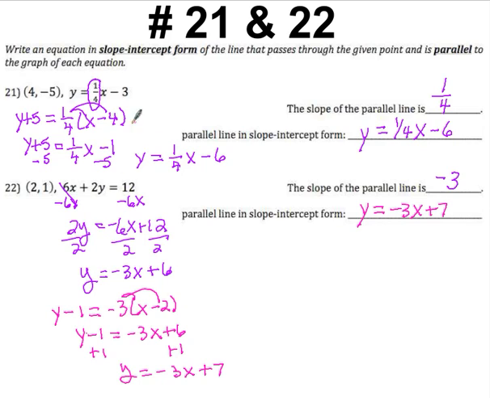So that's how you find the parallel lines. We use the same slope of whatever line they give us originally, and then we use the new point. That's it. It's the same thing that we've been doing.